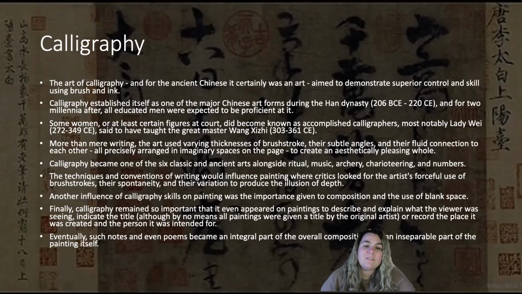The techniques and conventions of writing would influence painting, where critics looked for the artist's forceful use of brushstroke, their spontaneity, and their variation to produce the illusion of depth. Another influence of calligraphy skills on painting was the importance given to composition and the use of blank space. Finally, calligraphy remained so important that it appeared on paintings and described and explained what the viewer was seeing and indicated the title. Eventually, such notes and even poems became an integral part of the overall composition and an inseparable part of the painting itself.